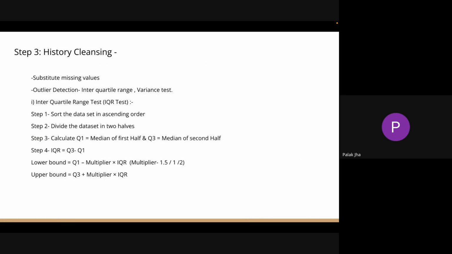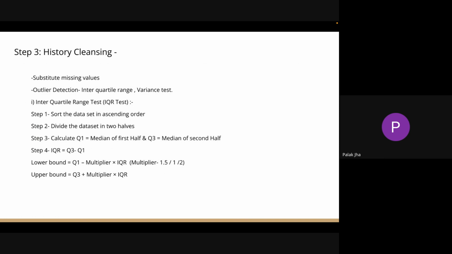We can do it either by using mean or median. There might also be a case where our data set, the actual quantity, has certain outliers. Outliers are the extreme values, and because of that the forecasting result might not be correct if we directly do the forecasting without doing outlier correction. For outlier detection, there are two ways: interquartile range test and the variance test.